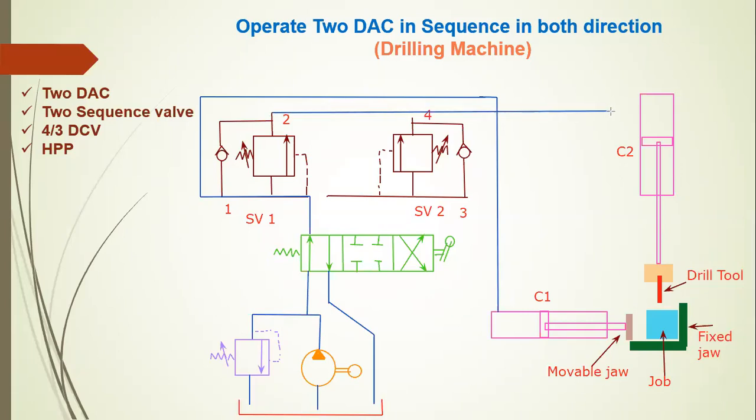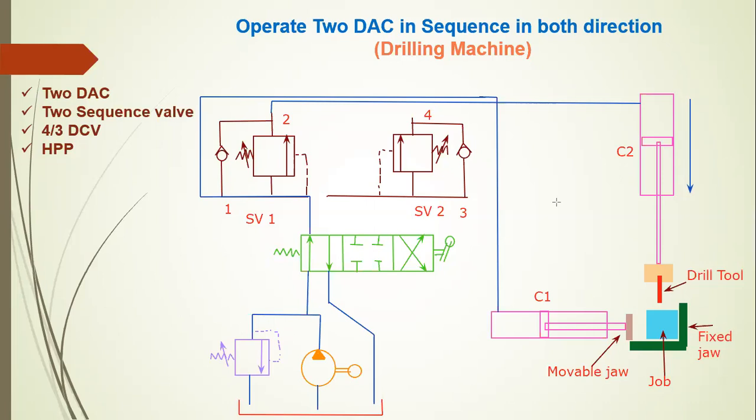Here the oil passes from SV1 and into cylinder 2. At this time, the cylinder C2 moves in a downward direction, which is called cylinder C2 in extended condition, to drill the workpiece. This is the first motion for the first SV1.